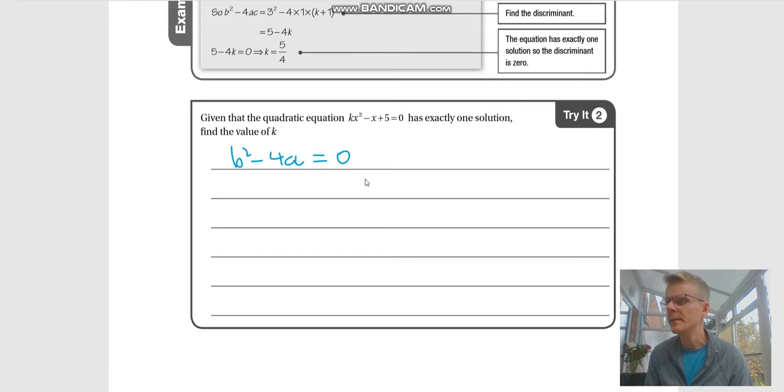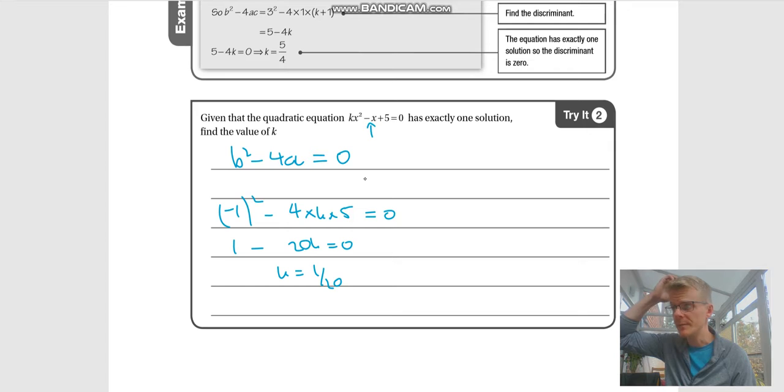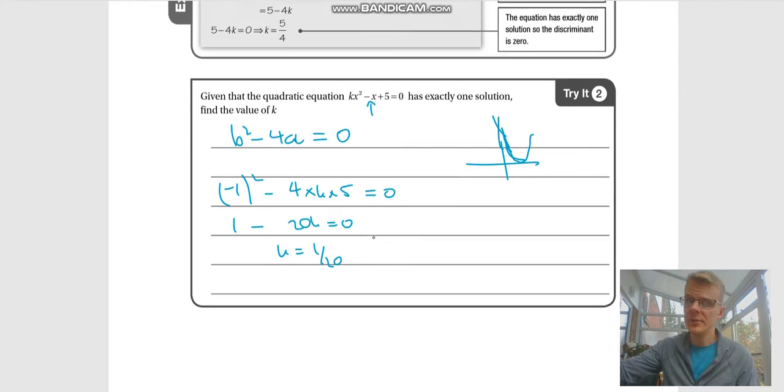So b in this case is negative 1, squared, minus 4 times a, which is k in this case, times c, which is 5, equals 0. So you have 1 minus 20k equals 0. If we solve this, add that and divide by 20, k equals 1 over 20. This has exactly one solution. If we drew the graph, it would look something like that, going through the y-axis at 5. So already here, really, you're doing A-level work.